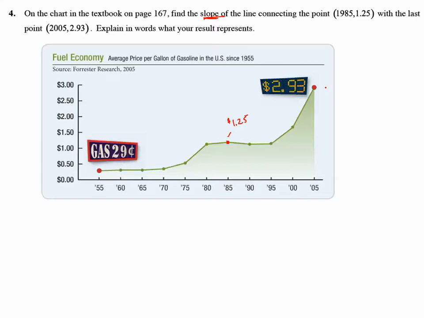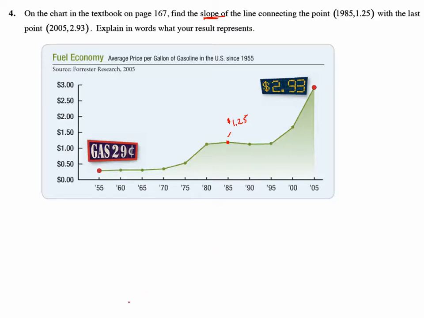And with the last point, so 2005, $2.93. Can you give me that slope there? After you give me the slope or the number itself, can you give me in a brief English sentence what does it mean to have that number as the slope? So I'll give you guys a little bit of time to calculate the number itself, and then see if you can write the English sentence there.